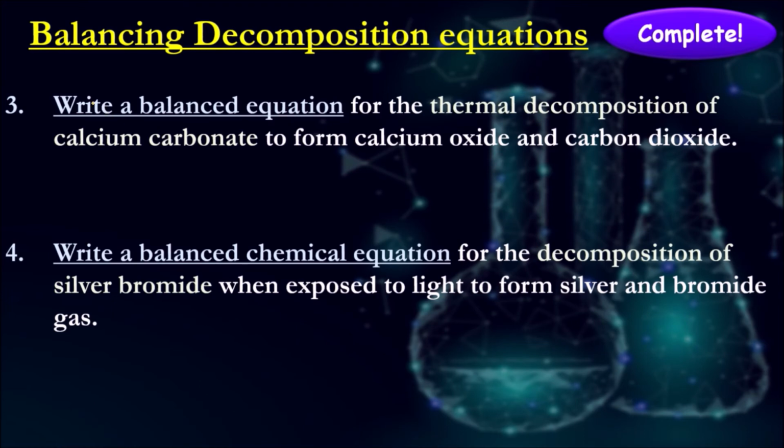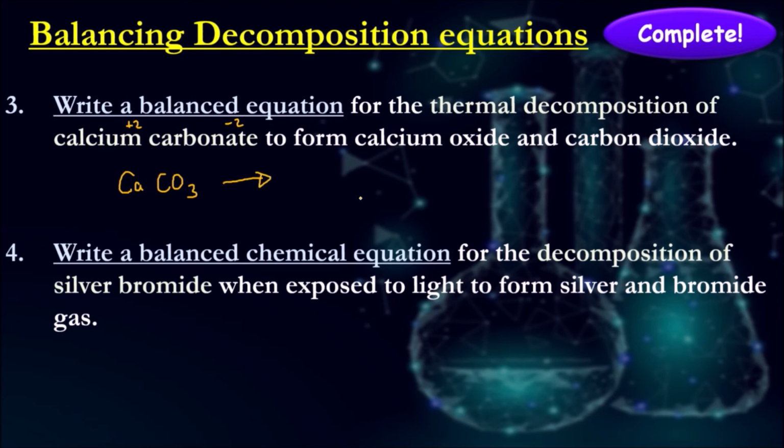Last one is to write a balanced equation for the thermal decomposition of calcium carbonate to form calcium oxide and carbon dioxide. Now let's think about it this way. Calcium carbonate, calcium is Ca, carbonate is CO3, calcium is 2+, carbonate is 2-. So we don't have to do anything with valencies. This is what we get.